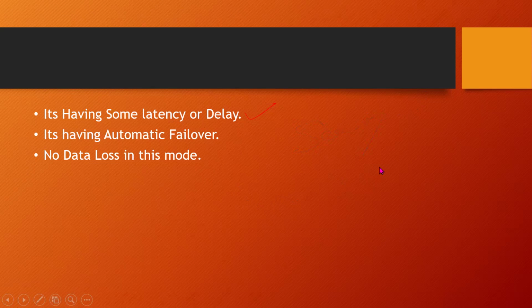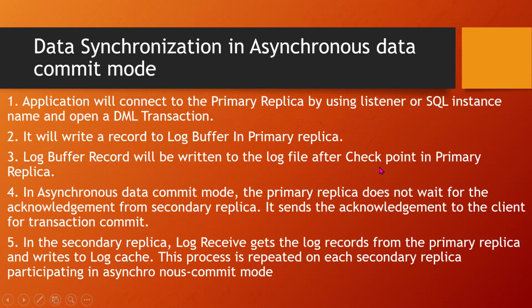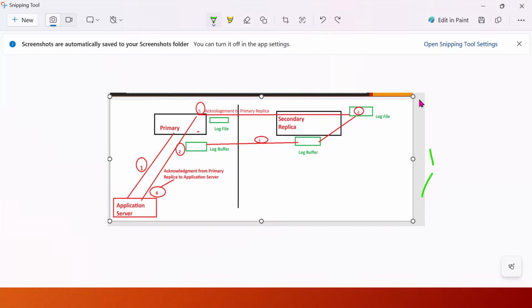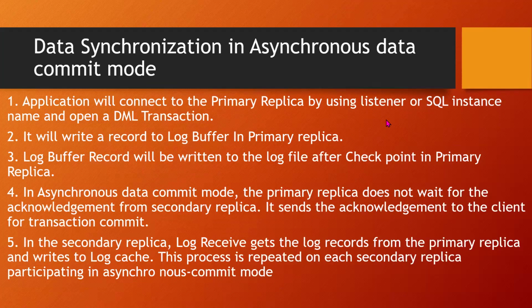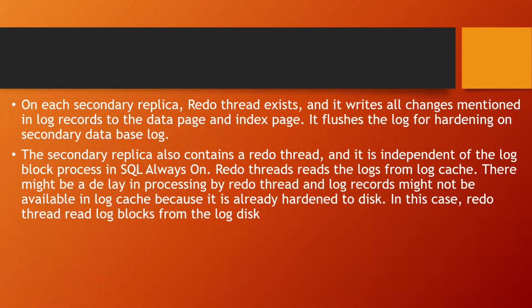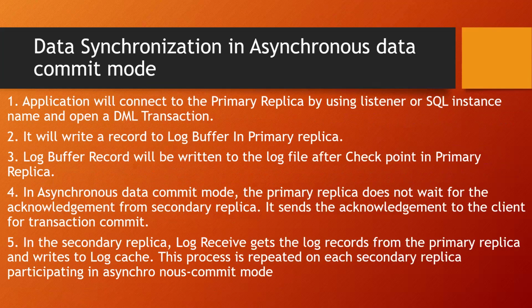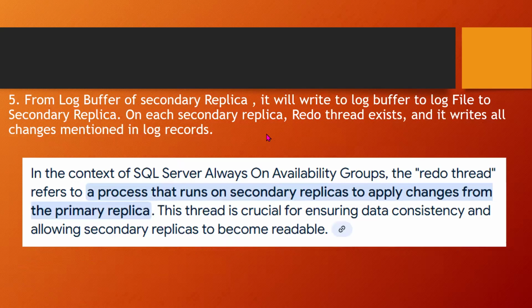So now I'm going to the next mode, that is data synchronization in async commit mode. How will it happen here? This is also the same, but a little bit different. The application will connect to the primary replica by using the listener or SQL Server instance name and open the DML transaction. Then it will write a record to the log buffer in the primary replica.